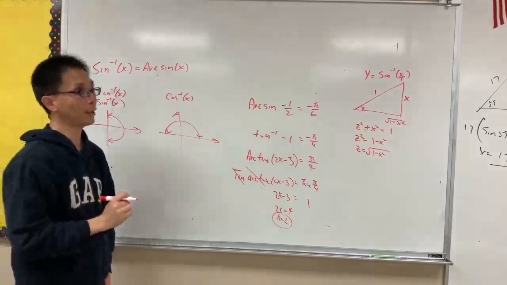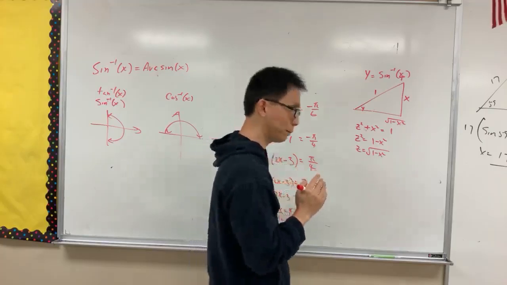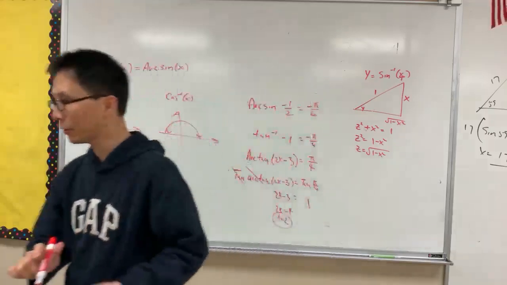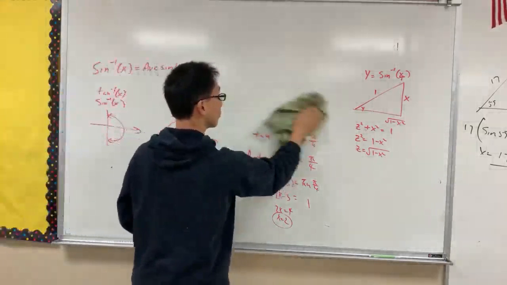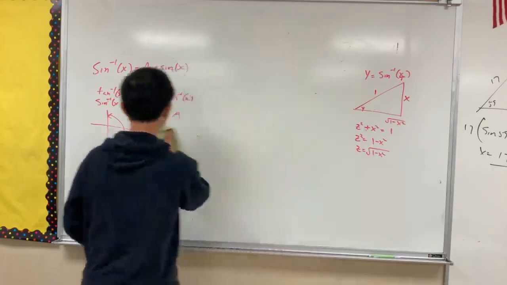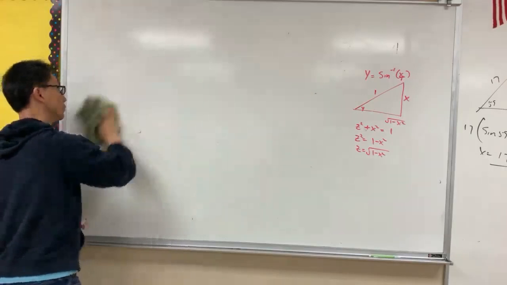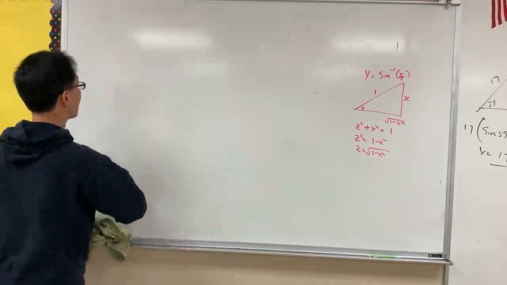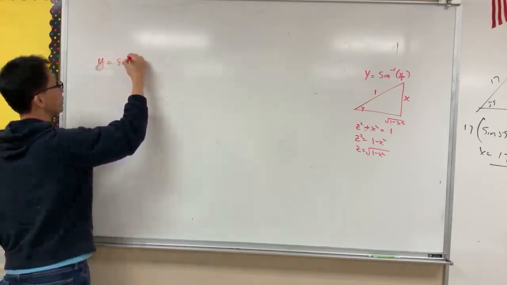Now this is a very easy thing. So now we're going to talk about the proof of arcsine. So we're going to take the derivative of this function with respect to x. So we're going to use all the skills we know here. Y is equal to sine inverse of x.